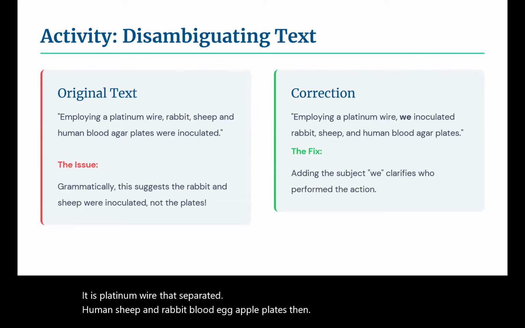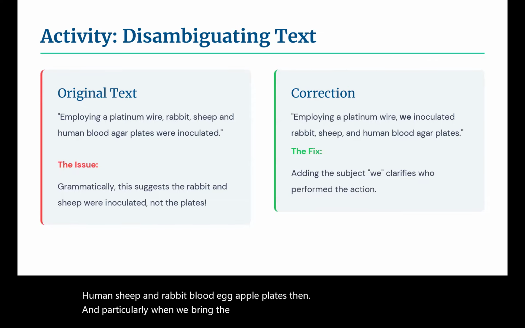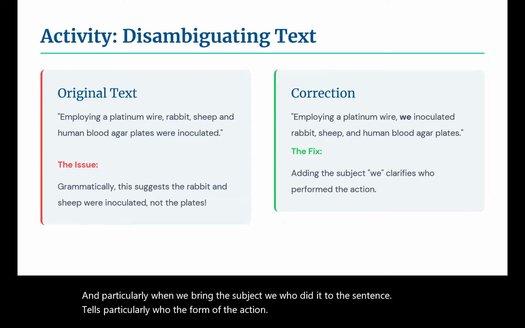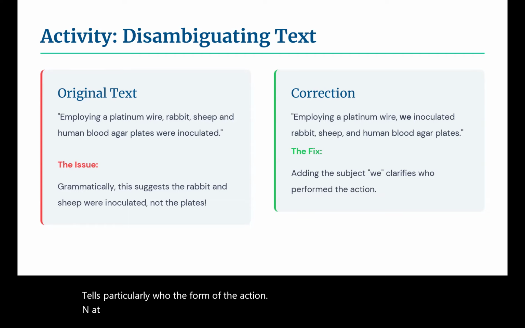And particularly when we bring the subject, we who did it, into the sentence, it tells particularly who the performer of the action is, and at the same time, it clears the ambiguity which was in the first sentence. Though I call it an activity, this is actually a mental activity which we did not really do physically.